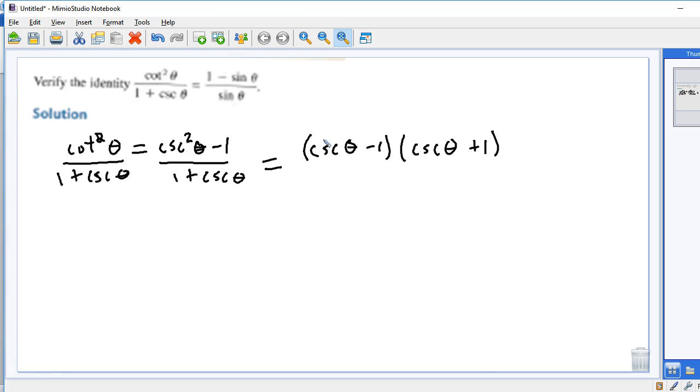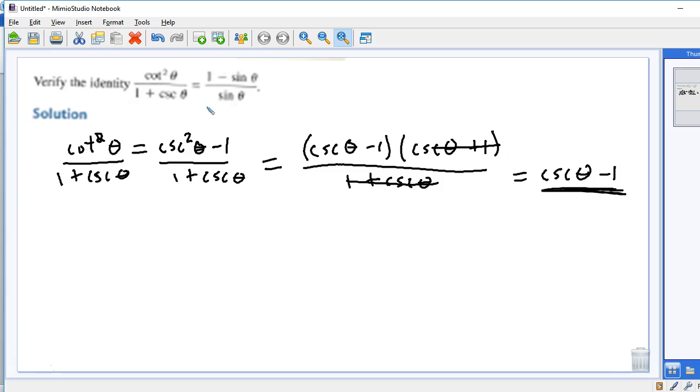Right? And if I were to distribute this, the two middle terms cancel out, so I get cosecant times cosecant, cosecant squared, and negative 1 times positive 1 is negative 1. So that is a way of factoring cosecant squared theta minus 1, and I end up with 1 plus cosecant theta in the denominator. Well, 1 plus cosecant theta is the same as cosecant theta plus 1, so these cancel out, and this whole left side just becomes cosecant theta minus 1. So there's the left side.